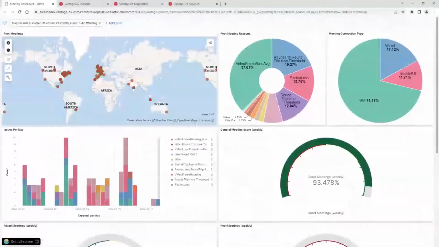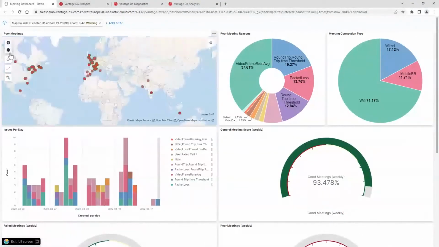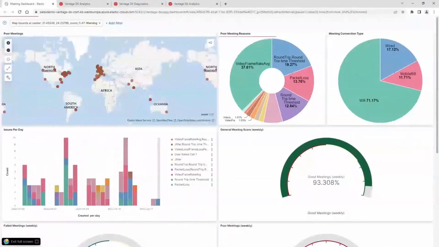Here you can see on a map where all the meetings with issues happened, which helps you to prioritize your issues. As usual with our dashboard, you can zoom in to have more detailed information per location. You can see how people are connected when they have an issue. You can see the root cause of the problem and correlated information to understand if your Wi-Fi users have, for example, bandwidth issues or low signal strength that affects the meeting for everybody else.